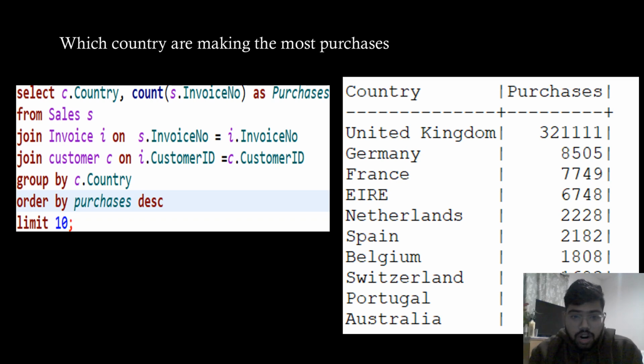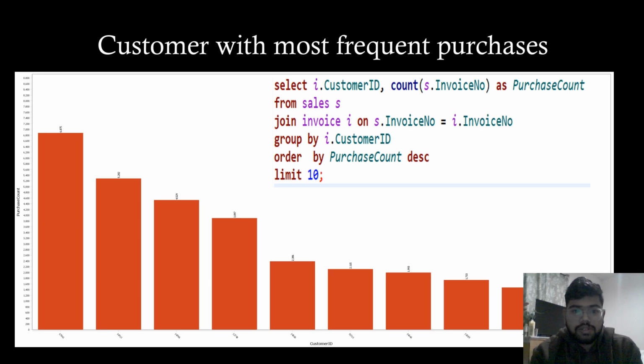And we are ordering the purchases in descending order because we need to find the most purchases, and we are limiting it to the top 10 countries. As you can see in the output, the country United Kingdom has the highest number of purchases with 321,111 purchases. And next you can see Germany and then France. And this is it. Next, let's jump into the next question.